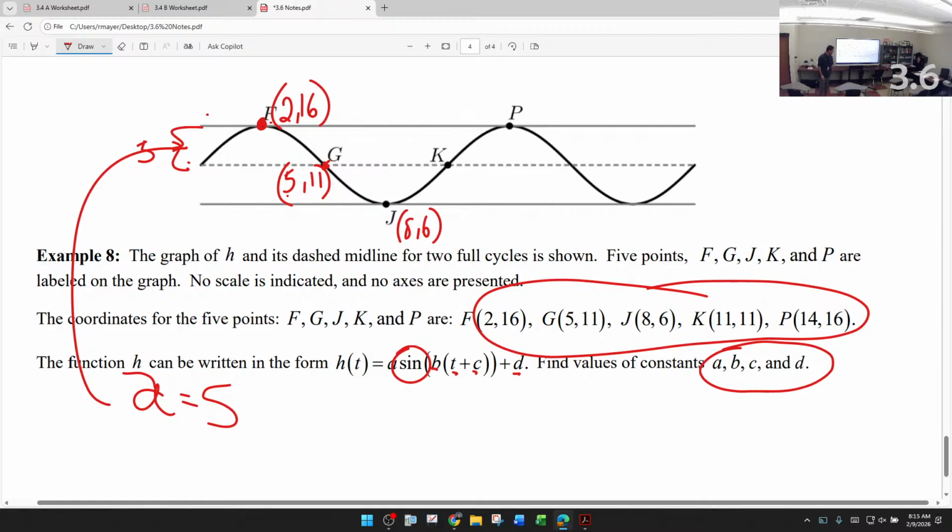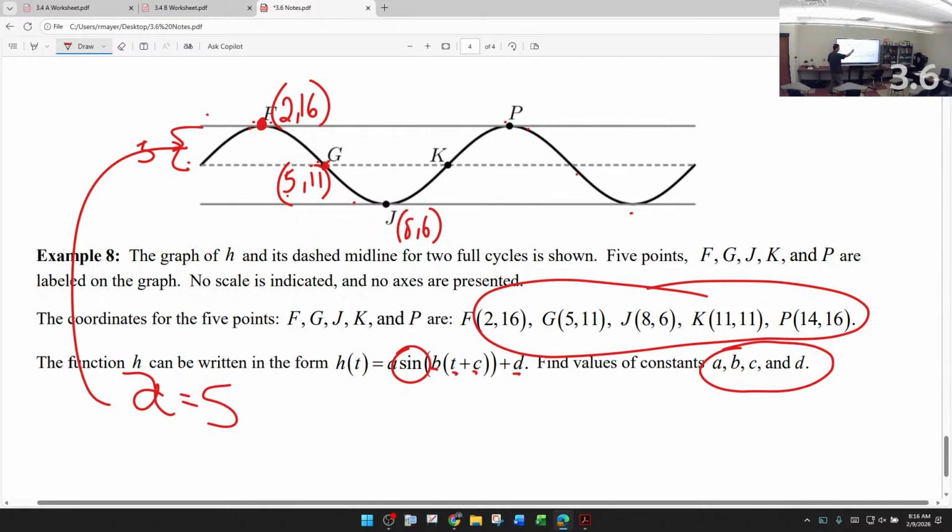A, B, period. Oh, shucks, I was supposed to ask you guys that. Emma, what's B? Don't say it like a question. Of course, I gave you the answer. So how long does it take to get through one cycle? This one's different because it doesn't involve a pi. It doesn't matter if you go from here to here or here to here. I would like to go from here to here because those are points that I know.